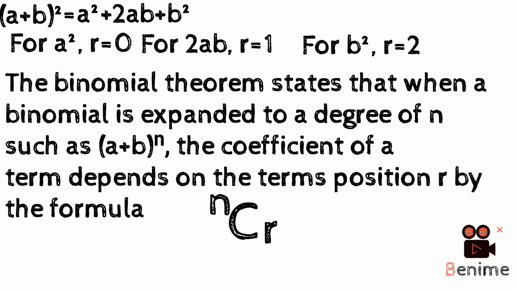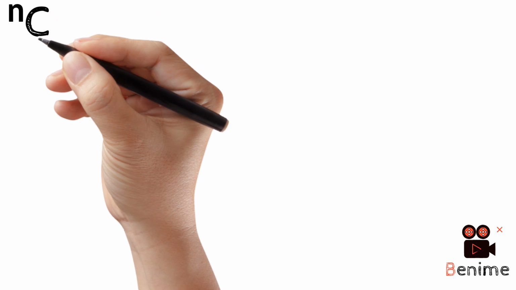So the coefficient of the first term, remember our first term, the r value is 0. Our second term, the r value is 1. Our third term, the r value is 2, and so on.